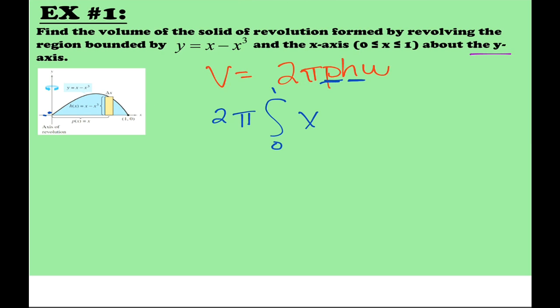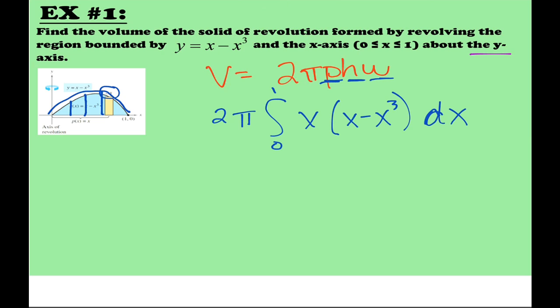Doesn't little h represent the height of my rectangles? So depending on where my rectangle is, what is going to be the height of my little rectangles? Isn't it just going to be whatever my function is at that time? So what is my function here? X minus x cubed. And then my w, my little widths of my rectangles, are just my little dx's or delta x's. Okay, so now I have my integral set up.